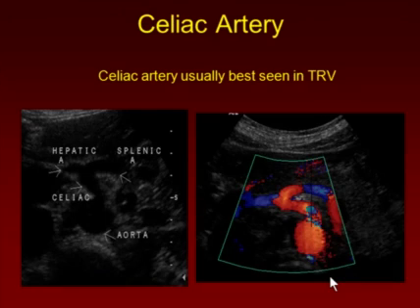And here is the celiac artery seen in transverse, so you see the aorta in transverse giving rise to that 2 to 3 centimeter length of celiac artery, and then the origins of the hepatic and splenic artery.